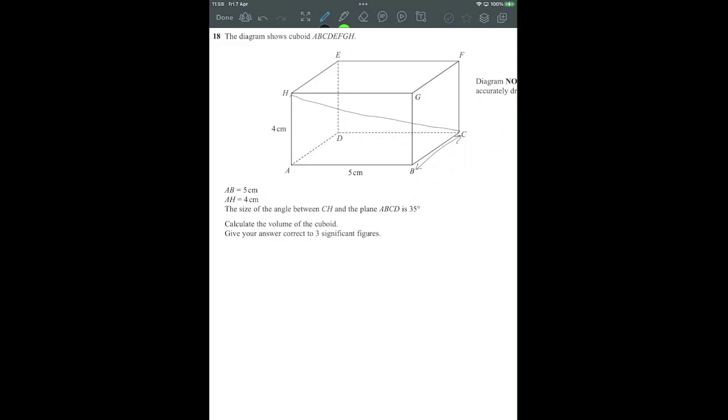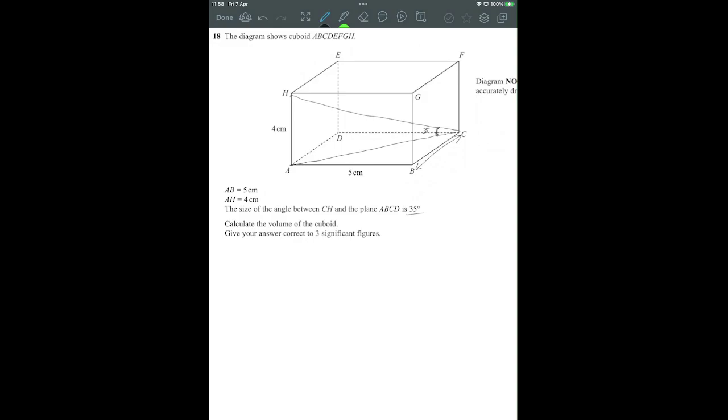So I need to somehow unpick this first 35-degree angle. The most important thing to first notice is where it is. It's the angle between CH, I've already drawn that in, and the base. But when you have the angle between CH and the base, you need to drop down a perfectly vertical triangle. In this case, that's by dropping it down to A. So that angle there is my 35.